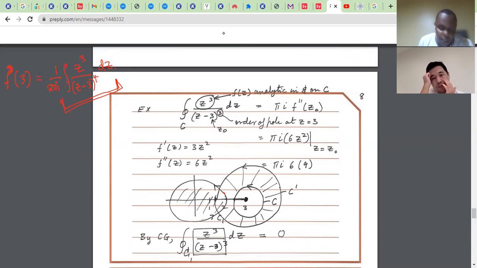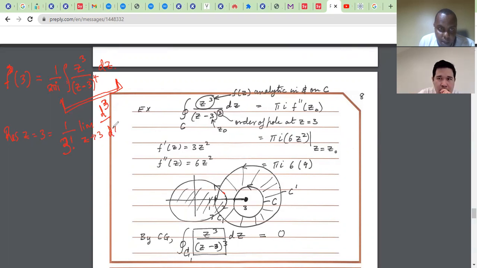So let me just bring in my residues. The residue at z equals 3 is going to be equal to 1 over, the pole is of order n, so the order is 4, so this is going to be 3 factorial, limit as z approaches 3 of the third derivative.